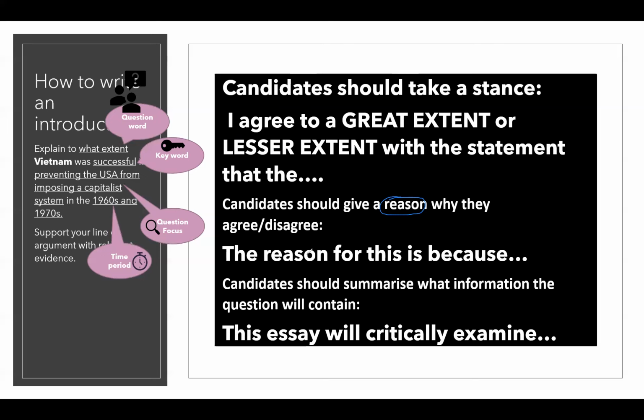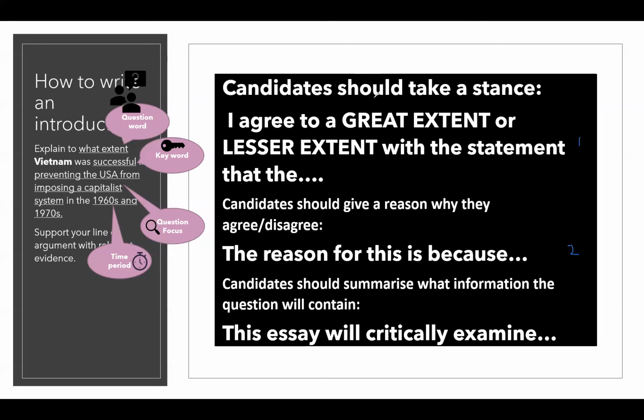And you can start it like this: The reason for this is because. And then you finish off by summarizing what information will be in the essay. So this is how to write a top class introduction. It's not necessary for everyone, but if you're aiming for that 50 out of 50, you need to follow these 3 steps. If you are somebody that struggles, it might help you just to do the first 2 steps, right?